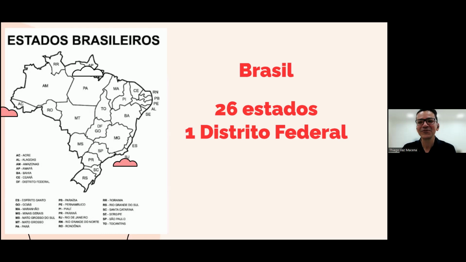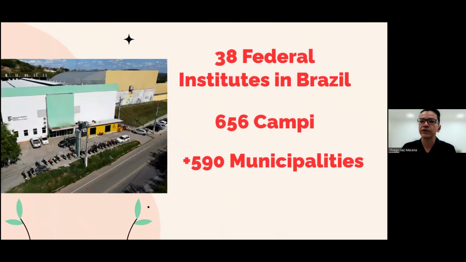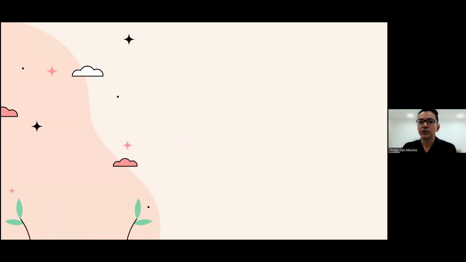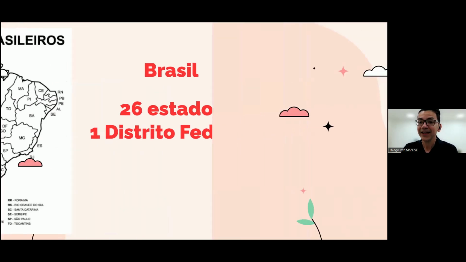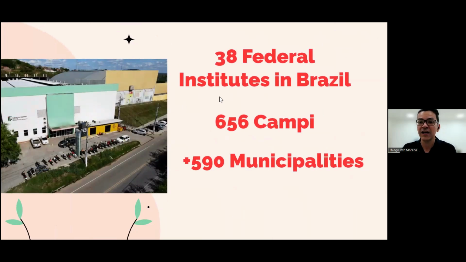So today, after this webinar, I'll come home to my wife and my daughter, who are waiting for me. I'm talking about the Brazilian states because I'm going to talk about the federal institutes. I don't know if there is anything similar in Turkey, but a federal institute is a set of public national schools that teach technical courses and high school. There are 38 federal institutes in Brazil. These 38 federal institutes are divided among the 26 states. So each state has a federal institute, and some states have more than one institute. And in each institute, there are several campi.